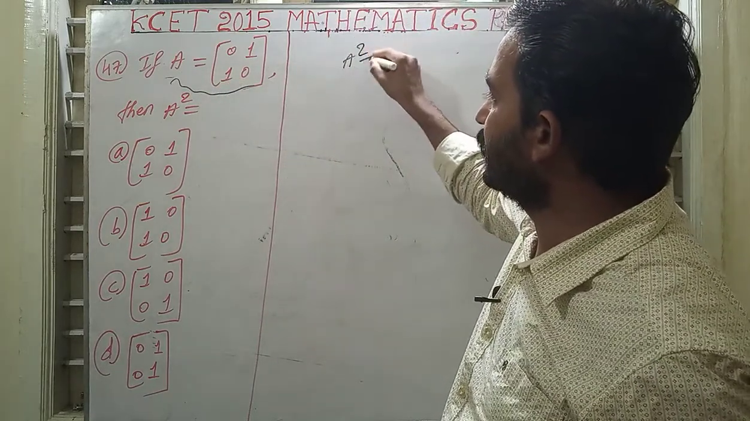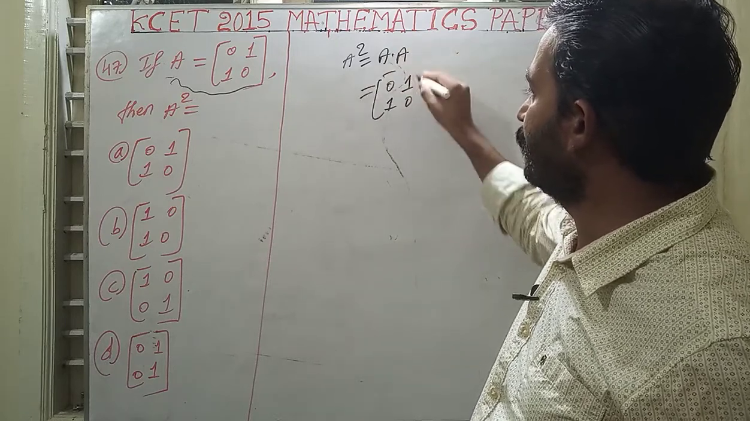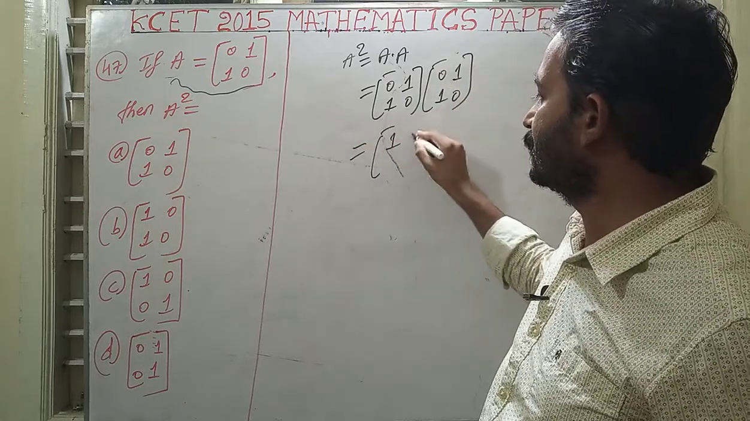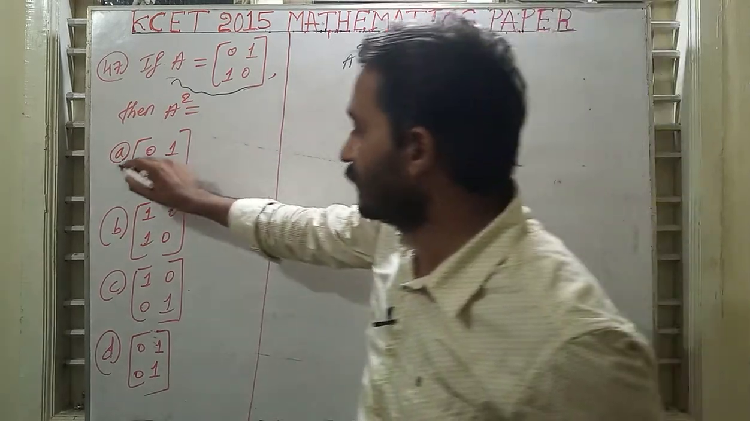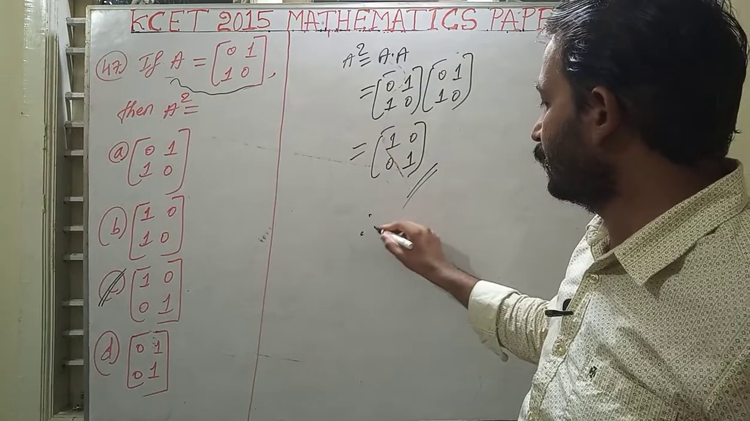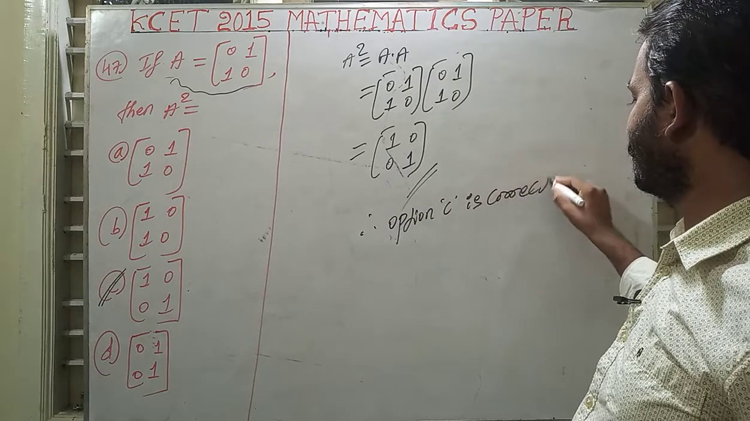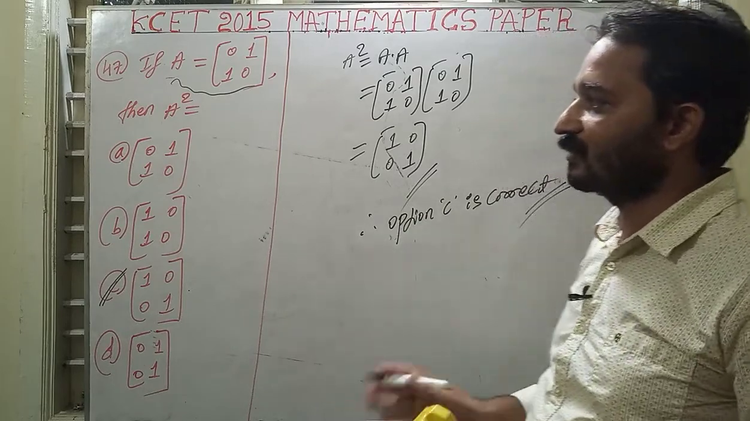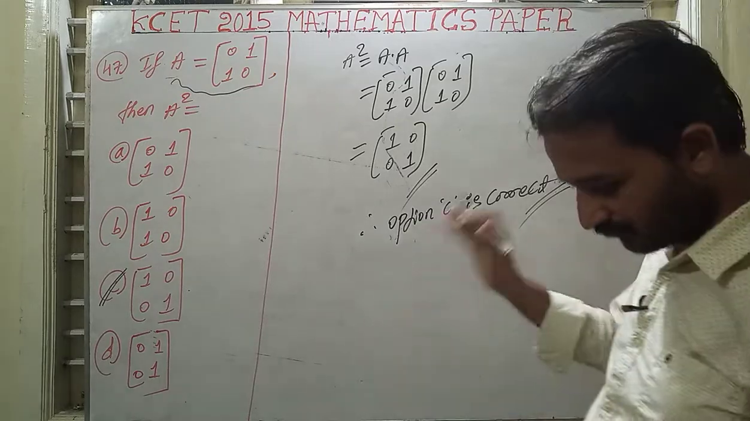So A square can be written as A into A. A is equal to 0 1 1 0, times 0 1 1 0. Multiply this, we get 1 0 0 1. The identity matrix is obtained. So which option matches? Option C is the answer, 1 0 0 1. Therefore, option C is correct. Very easy question. All the students attend this question easily because this type of question is already solved in the NCERT textbook. Okay, so take down.